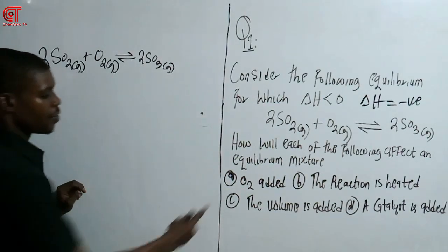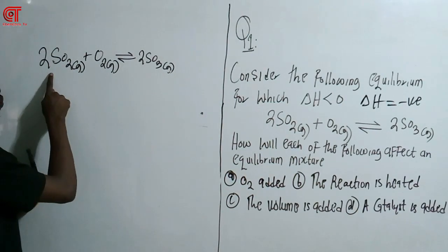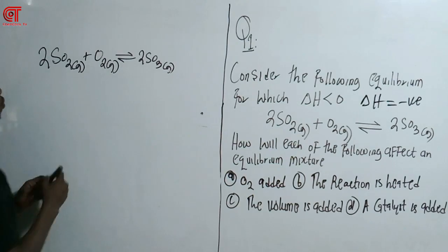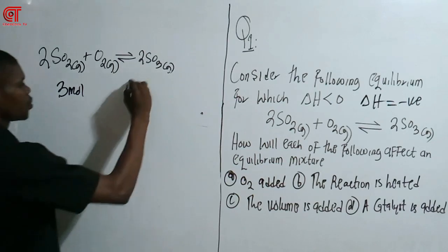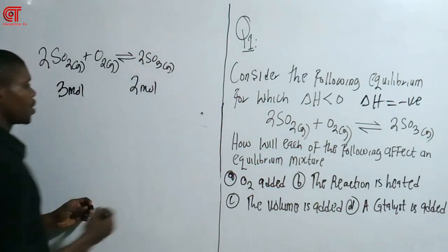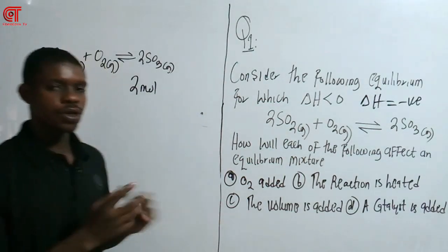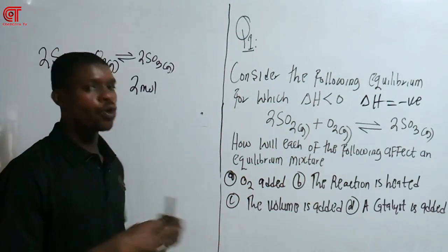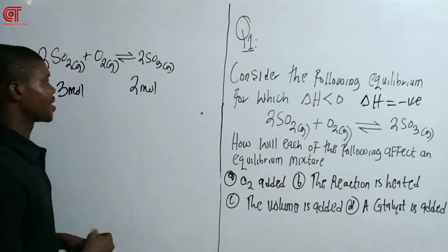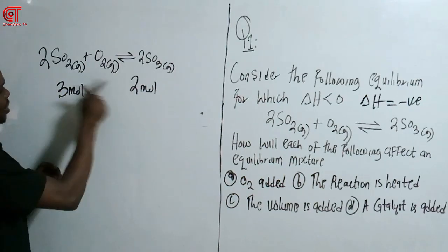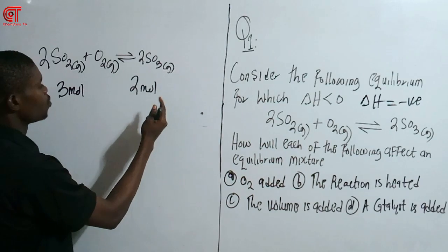What you want to put in mind is that volume and pressure only affect gases. So how many moles of gas do you have here? 2. How many moles of gas do you have here? 1. So 2 plus 1 is 3 moles. How many do you have here? 2 moles. You get? So I tell you that an increase in volume will also lead to a decrease in pressure. We cause the reaction to move to the side with higher moles of gases. So the reactant side is the one having higher moles of gases, so the reaction will move backwards.